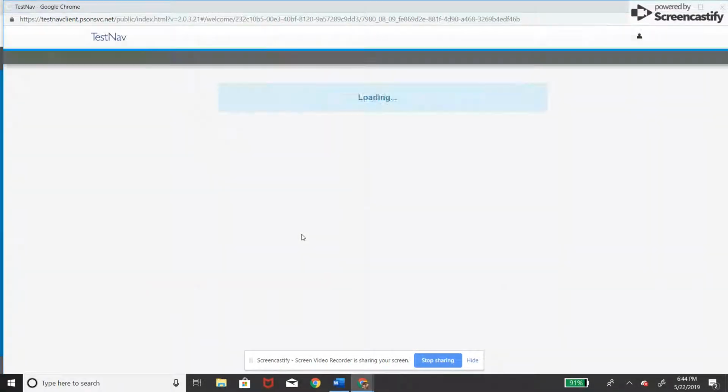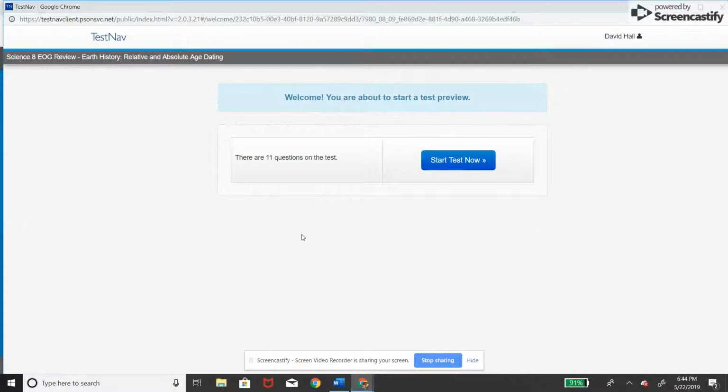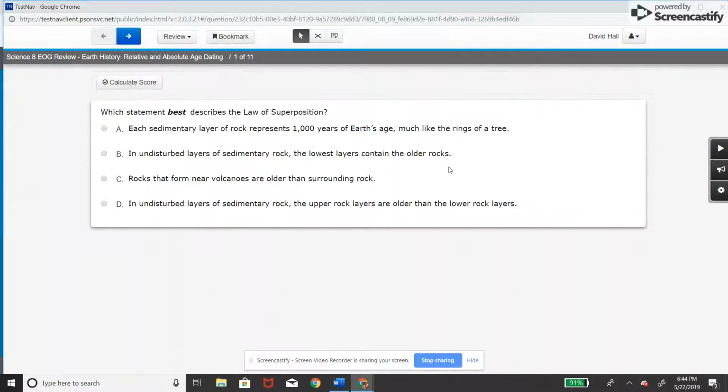Let's look at the test you took today about relative and absolute age dating, and index fossils. First question here, which best describes the law of superposition? This is when, if it's undisturbed, lower layers contain older rocks than the ones on top of them. So there you go. Lower layers contain older rocks. Upper layers older than the lower? That's not true. They are newer.